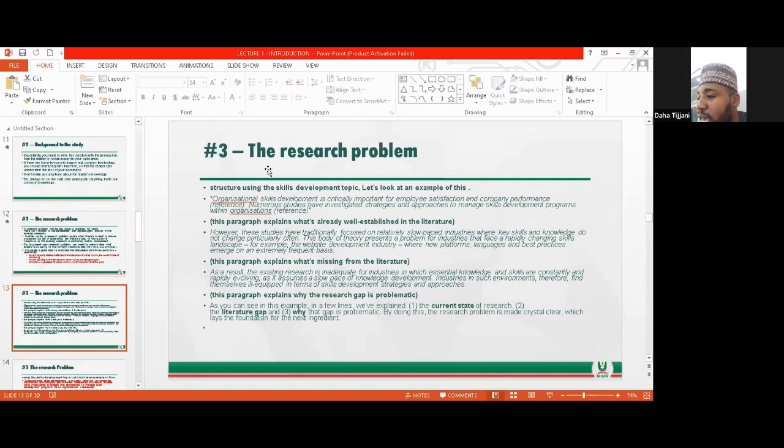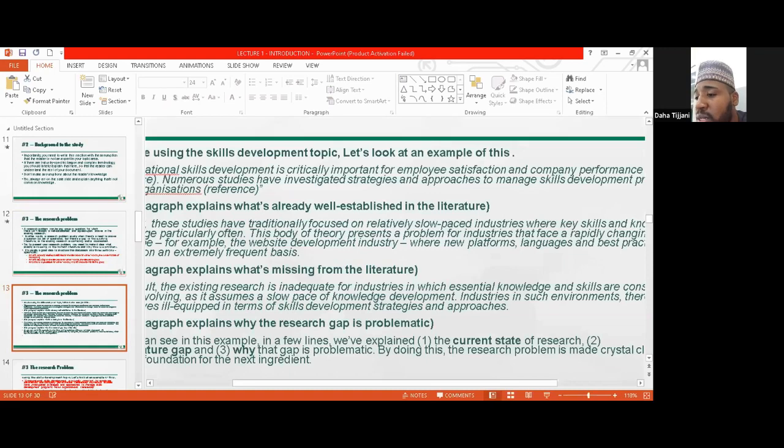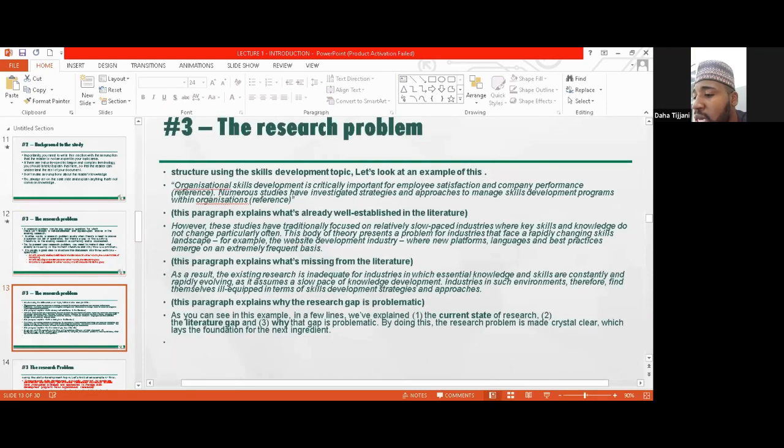Let's look at this example where it says that, still using the skill development article that we are working on, we could say that organizational skill development is critically important for employee satisfaction and company performance. Numerous studies have investigated strategies and approaches to manage skill development programs within organizations. So you have set out that, okay, a lot of studies have been done.